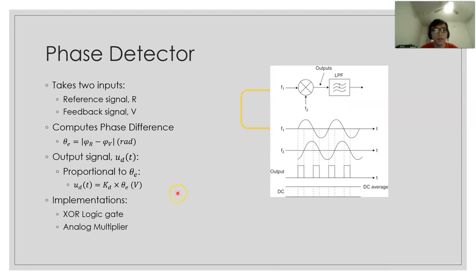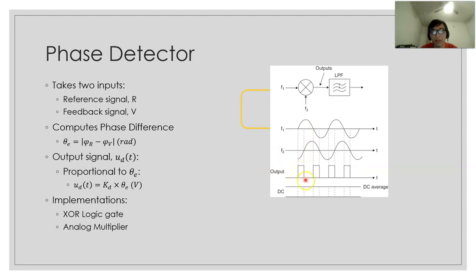Then how is it implemented? There are two main implementations. One is using the exclusive OR logic gate, and the other is using an analog multiplier. Here I have the exclusive OR logic gate. Let's say F1 and F2 are the inputs here. These two signals are compared, and every time they are opposite in sign, the output will be 1.